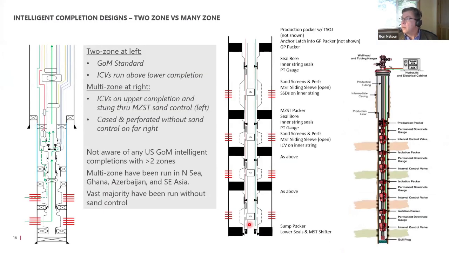So I was going to talk here about these different intelligent completion configurations. Over here on the left is basically the Gulf of Mexico standard. I know TPAO were asking about Gulf of Mexico completions that have perhaps run more than 2 ICVs. I actually reached out to Halliburton and all the suppliers in the U.S. Gulf, and nobody has run more than 2 ICVs in a Gulf of Mexico intelligent completion. They're all of this design right here. Not saying it can't be done, but in the Gulf, they've chosen not to do that yet.